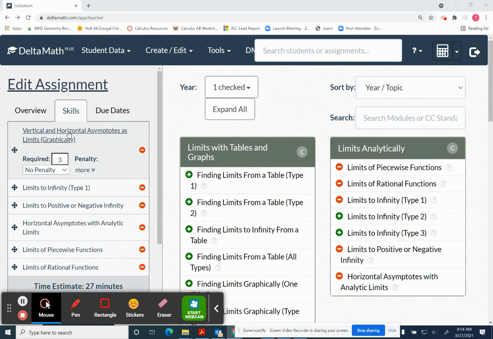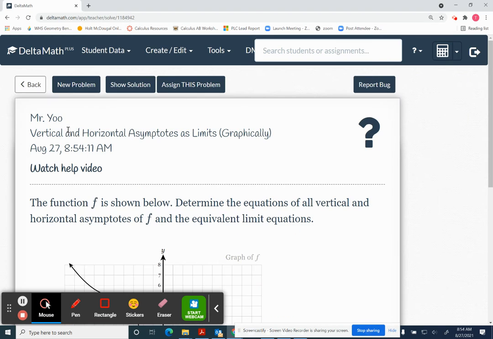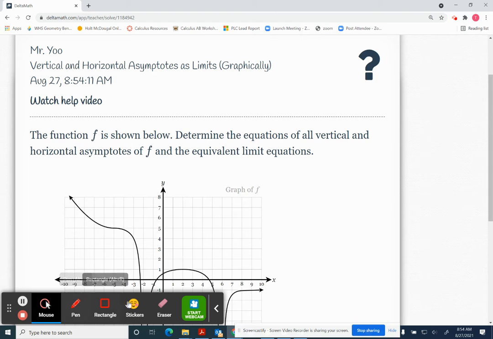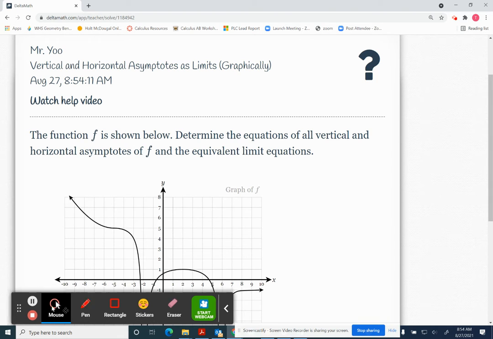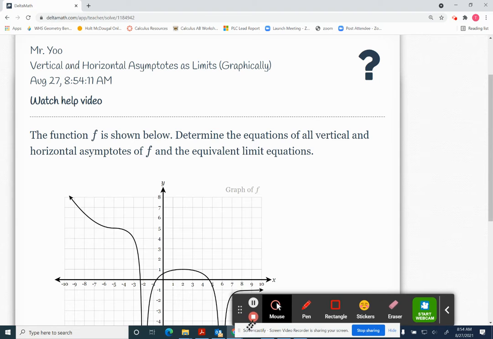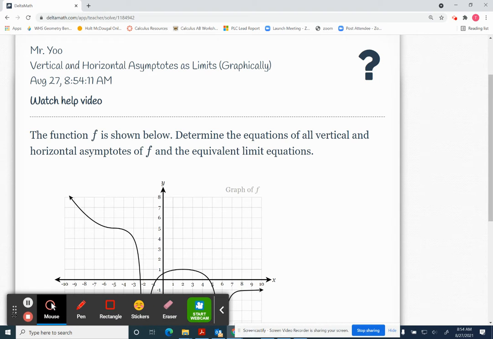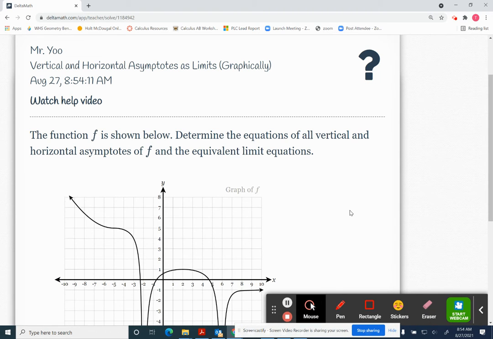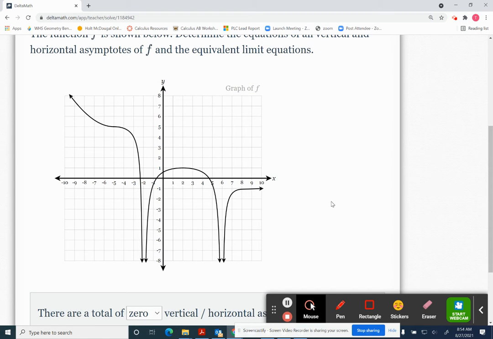All right, so we're gonna go with vertical and horizontal asymptote. Like some parts, these things will be given to you. Okay. All right, so you can tell from this graph, definitely there's a horizontal asymptote and vertical asymptote, right?